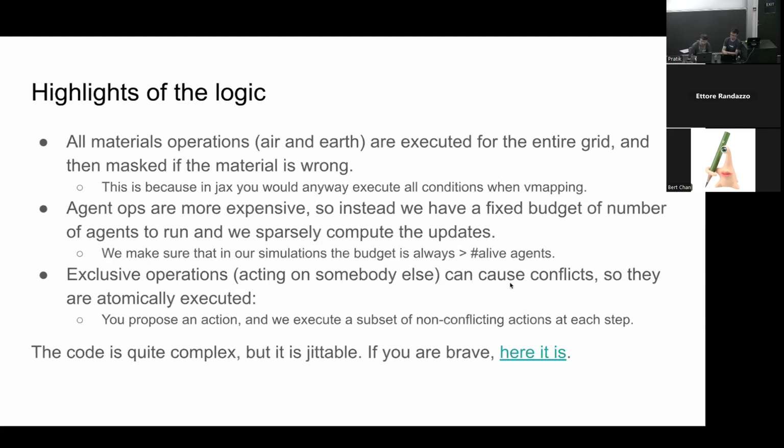Something which is relevant for what we will try to implement: think about when a cell of every kind, either an agent or an earth cell, wants to act on the environment. There could be conflicts there, because say an earth cell wants to fall to the side, but another earth cell wants to do the same. You cannot allow that. So my solution is to create atomic operations that can be either executed or not executed. Everybody proposes an action, and then we select a relatively large, though not optimized, subset of operations which are not conflicting. The code is very complex, but it's entirely JITable.